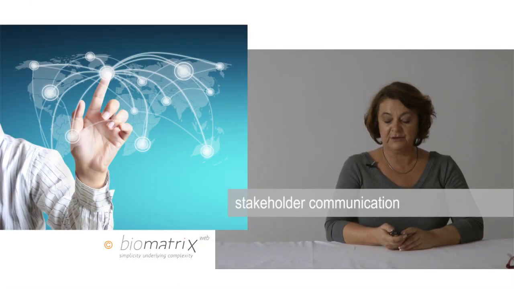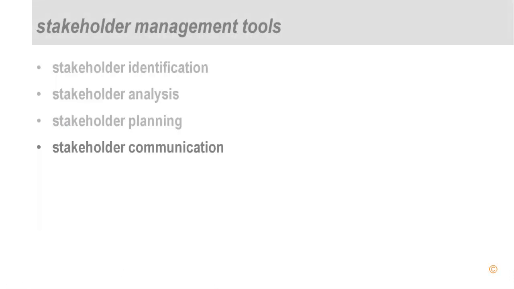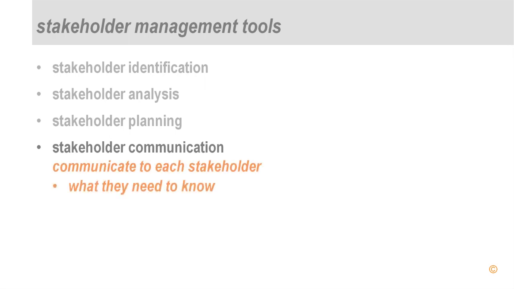Stakeholder communication is another important tool. So once we have made a decision, we need to communicate it. And stakeholder communication means that I'm communicating what each stakeholder needs to know and when they need to know it. Not more, not less information.